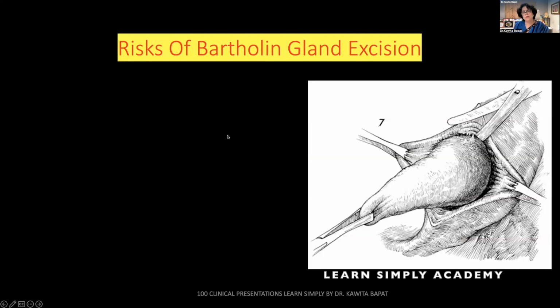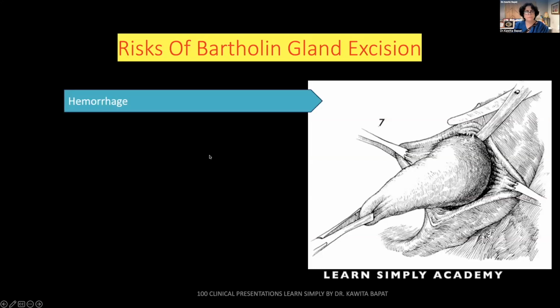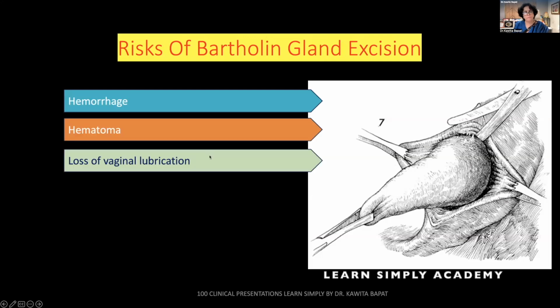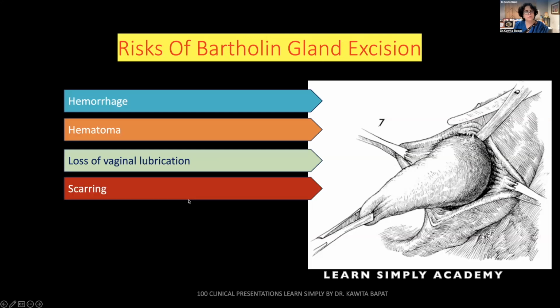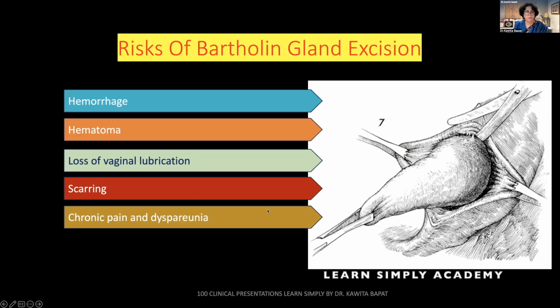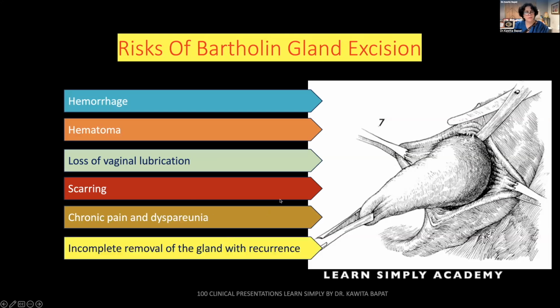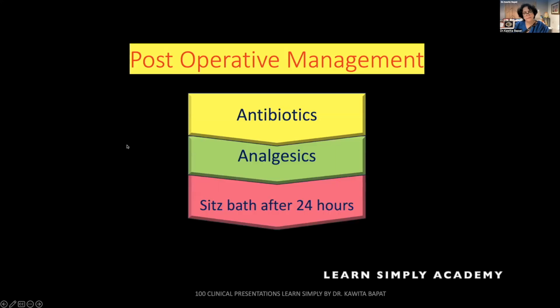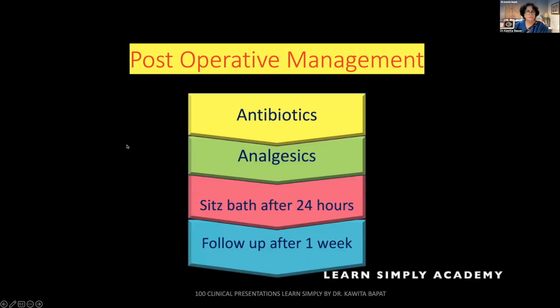Now, there are many risks of gland excision. Number one, sudden hemorrhage; a hematoma may form. Loss of vaginal lubrication: sometimes everything is removed and the vaginal lubrication is lost. Scarring, which is painful for a long time, and dyspareunia can occur. Chronic pain and dyspareunia, and incomplete removal of the gland. As usual, there are many recurrences. That's the most important point. Now, how to manage postoperatively? Antibiotics, analgesics, sitz baths after 24 hours, follow-up after 1 week.